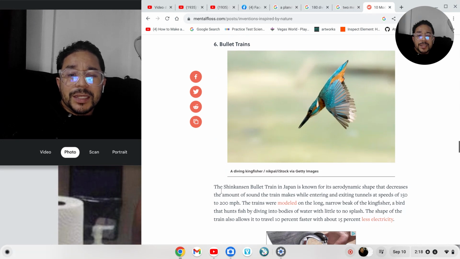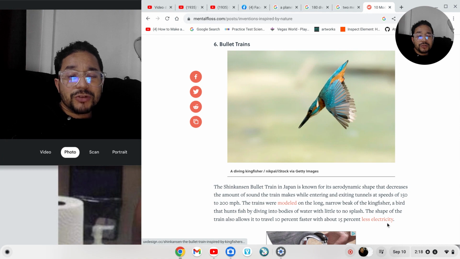Bullet trains. The Shinkansen bullet train in Japan is known for its aerodynamic shape that decreases the amount of sound the train makes while entering and exiting tunnels at speeds of 150 to 200 miles per hour. The trains were modeled on the long, narrow beak of the kingfisher, a bird that hunts fish by diving into bodies of water with little to no splash. The shape of the train also allows it to travel 10% faster with about 15% less electricity.